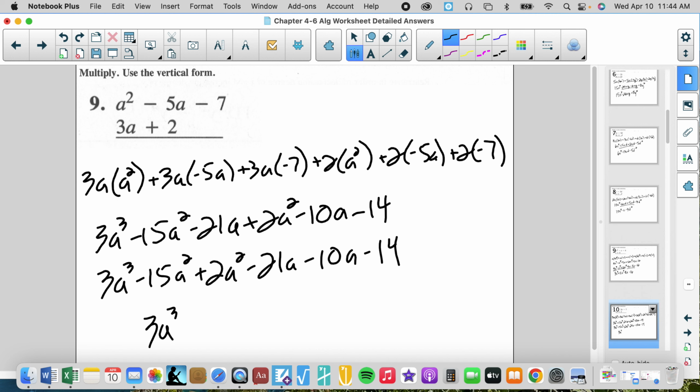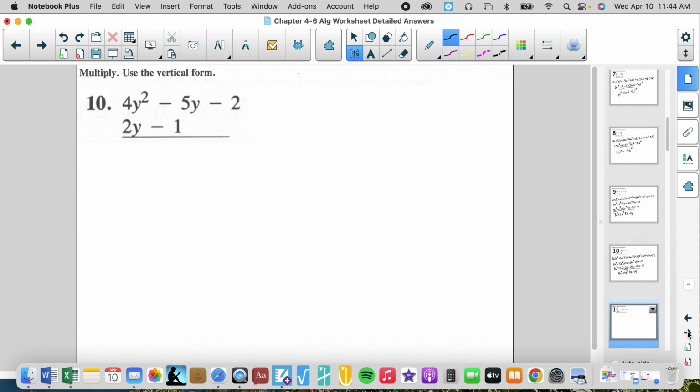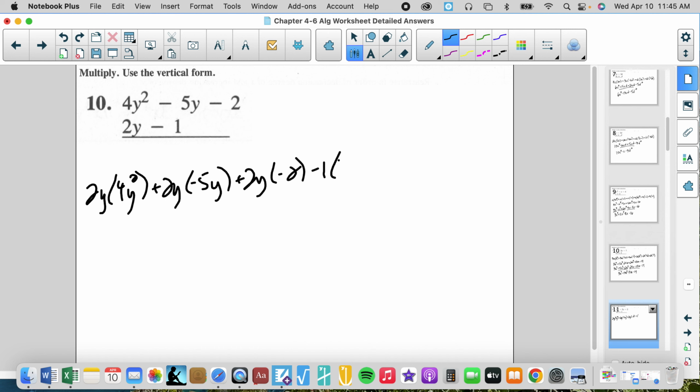3a cubed doesn't have a partner. This gives us negative 13a squared. This gives us negative 31a minus 14. Here we go. 2y times 4y squared plus 2y times negative 5y plus 2y times negative 2 minus 1 times 4y squared minus 1 times negative 5y minus 1 times negative 2.